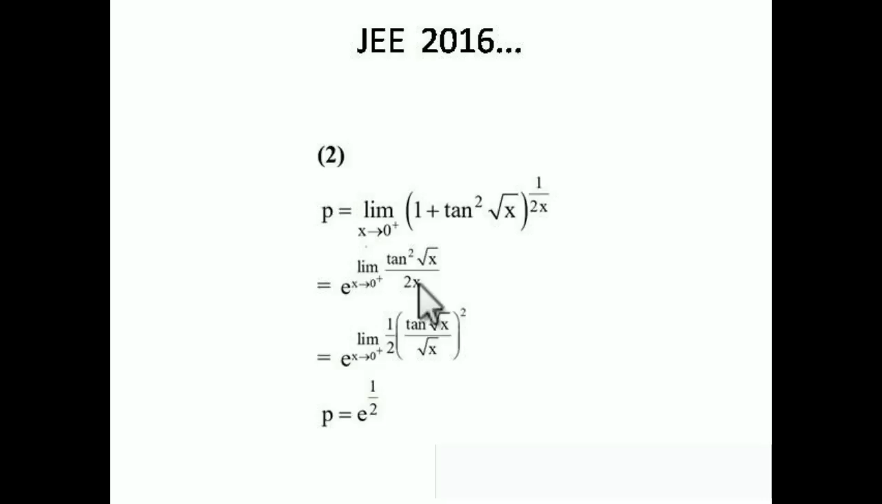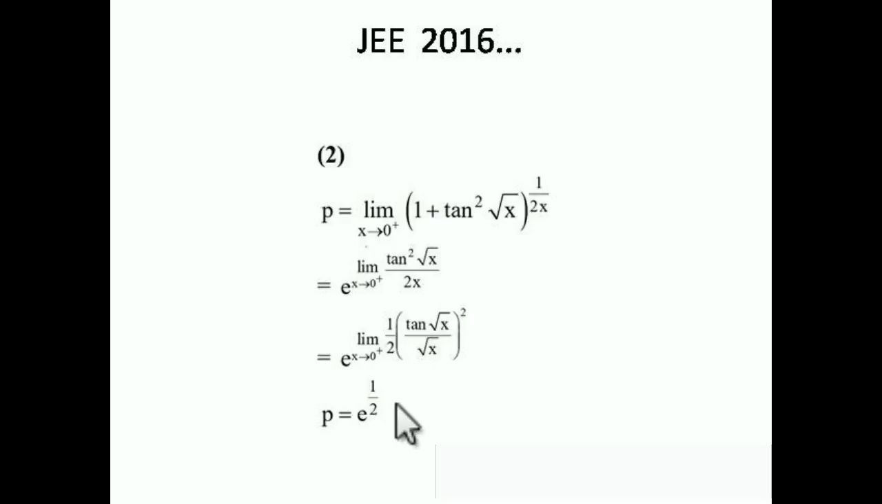Very simple. So what I do now, I just take out 1 by 2, so I am left with 10 root x upon x, so it's 10 root x upon root x whole square, because we all know the formula, limit x tends to a or 0, sin x by x or tan x by x is going to be 1. So this is going to be 1, so we are left with e raised to 1 by 2, so the value of p is e raised to 1 by 2.